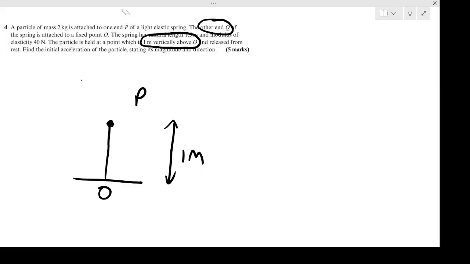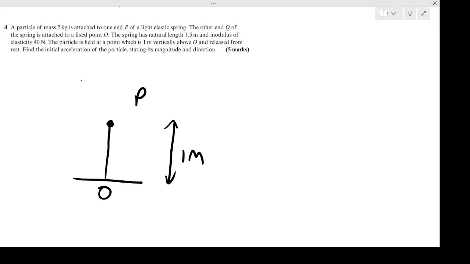So actually, if O is my fixed point, the particle is actually above O. So it's actually going to look like this. Instead of hanging down, it's sort of being up instead. So this is O, and then that's P here. And so this is 1 meter. Hopefully happy with this. I know it's quite an unusual diagram. We haven't seen an example like this in the last section, but hopefully happy with that.